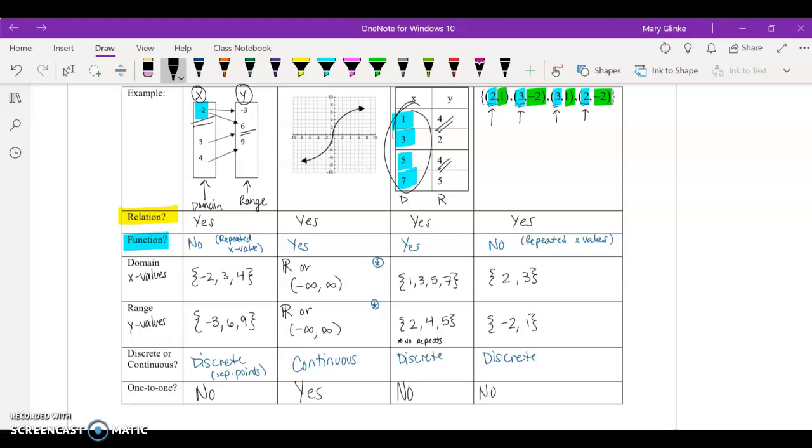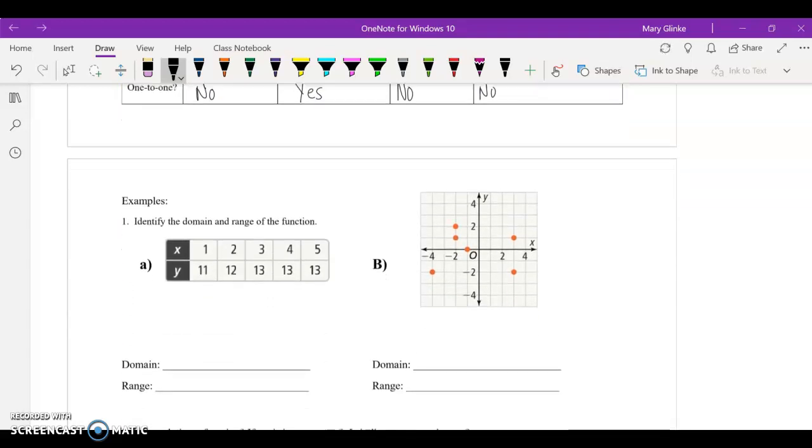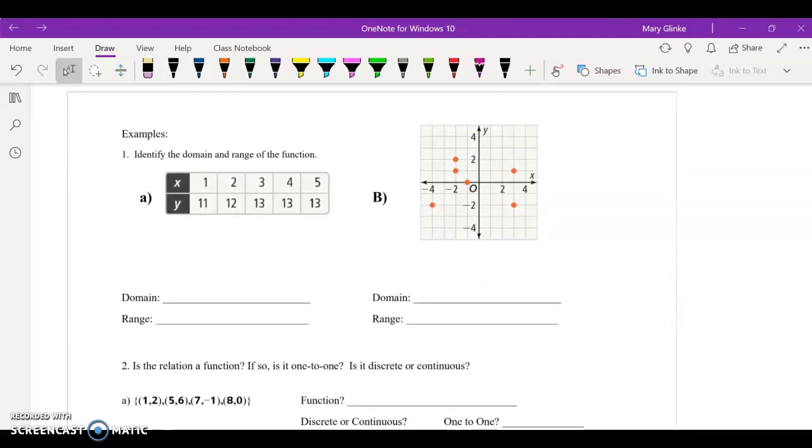So with that in mind, we have all of these new different terms: function and relation, domain and range, discrete or continuous, and one-to-one. What I'd like you to do is pause the video and try the next couple examples. And once you try examples 1 and 2 and all of the parts, then come back to the video to hear the explanation of them. Okay, so pause the video now, try it on your own, and then come back.